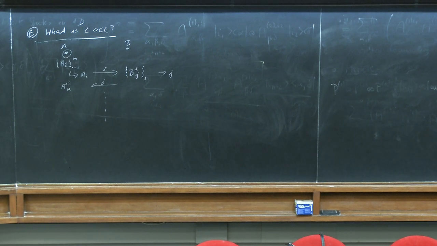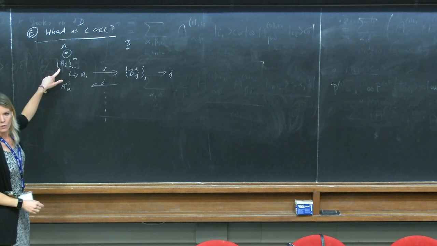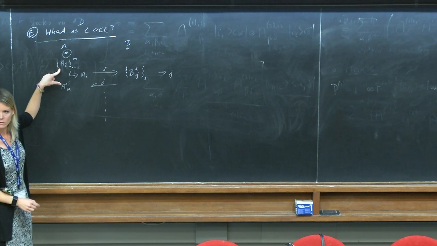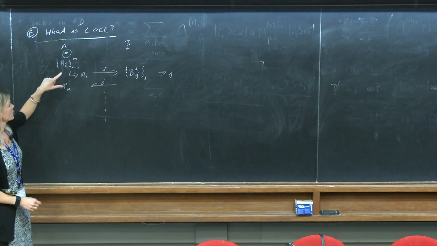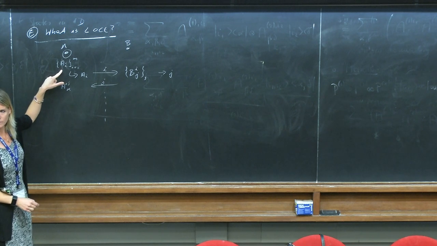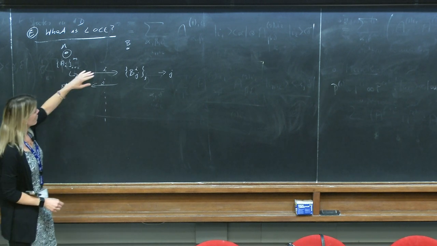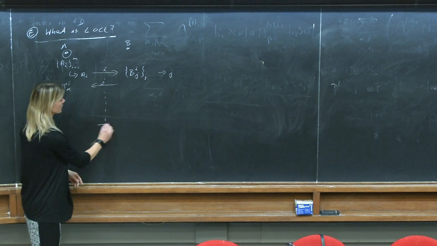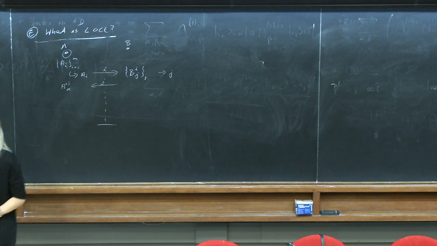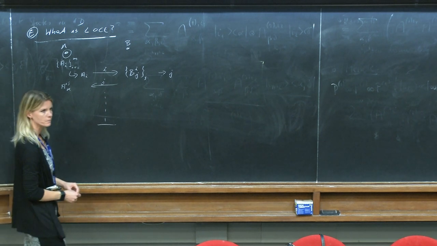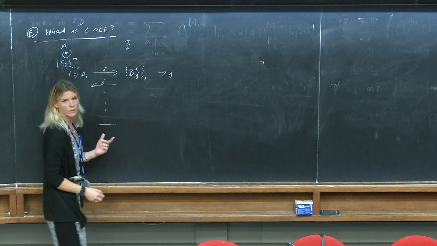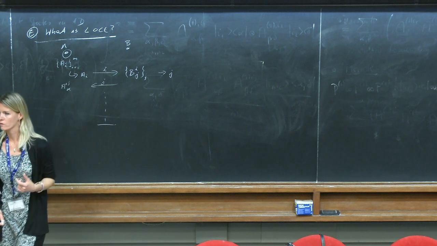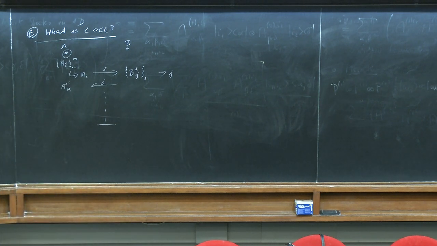Now, the problem is that these have to be, first of all, local measurements, so we have to make sure that they obey the completeness relation. And second of all, one can show that this doesn't end. There are problems where you actually need infinitely many rounds of classical communication. So this makes this very difficult. This is why studying LOCC is so difficult to do.